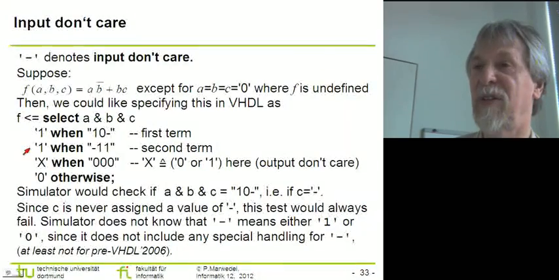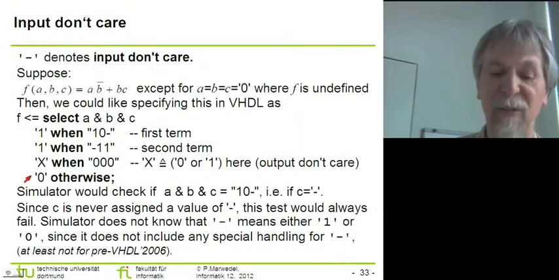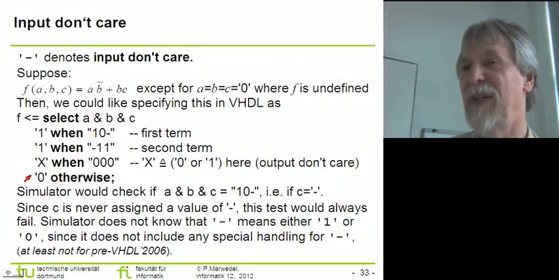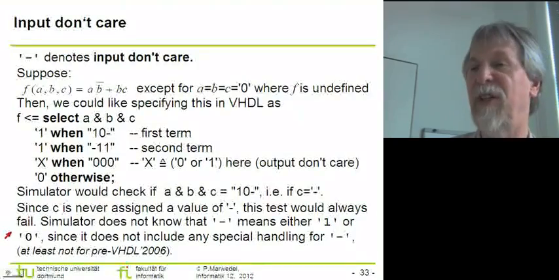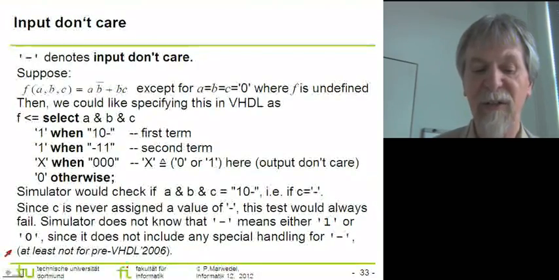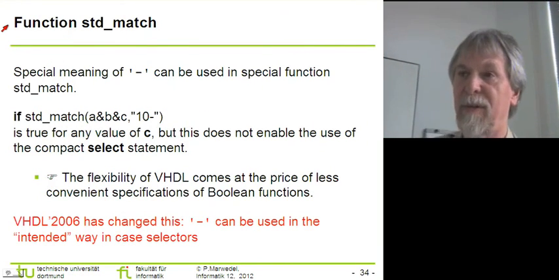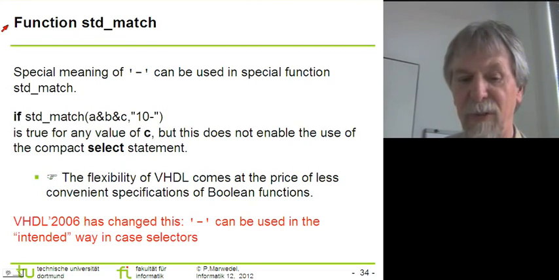We will never meet that condition over there. We will only occasionally meet that condition there. And that means we will usually only have a return 0. The circuit would be minimized if we always return 0. It's a very easily implemented circuit. It's just a fixed wire connected to ground. So that means this doesn't work, since the simulator does not include any special handling for the minus sign, at least not for pre-VHDL 2006. So we see that the selected signal assignment is not really providing the function that we are interested in.